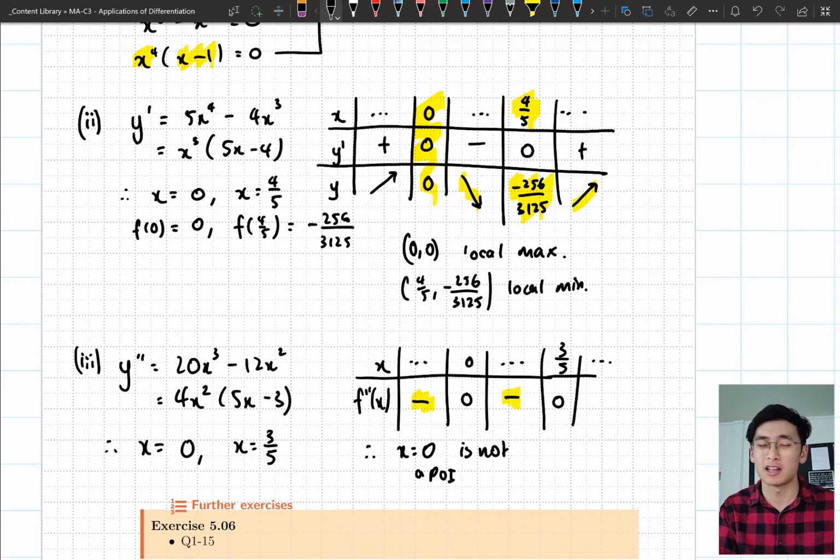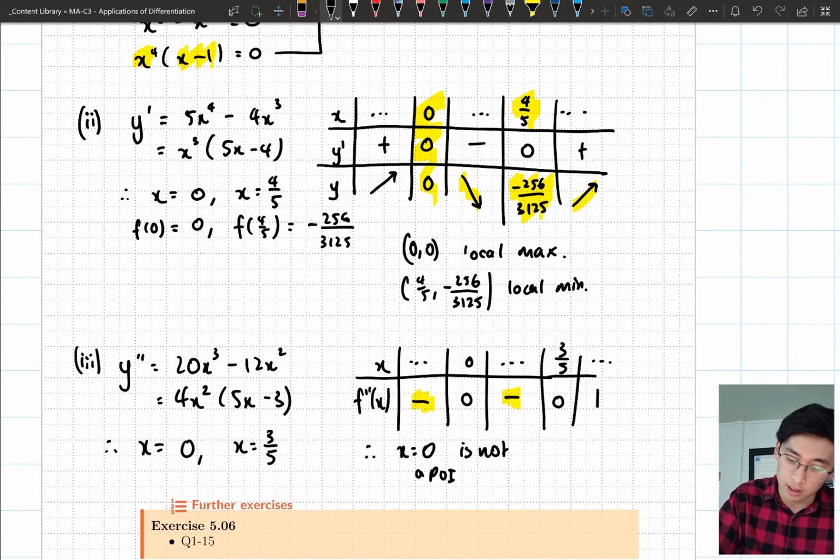So a number bigger than 3 over 5 would be 1. So if I sub in 1 into my second derivative, I get 4 times 1 squared, which is 4, which is positive, times 5 times 1 minus 3, which is 2, which is also positive. So on this side, it's positive. So do I have a point of inflection here? Yeah, I do. So x is equal to 3 over 5 is a point of inflection.